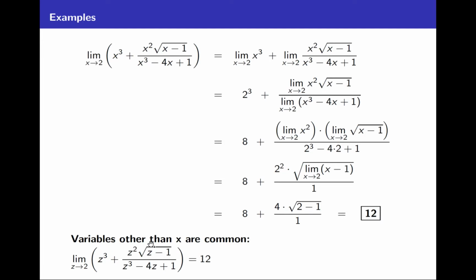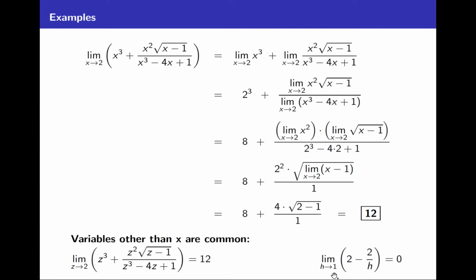First of all, other variables than x are common. You might have, for instance, this exact same problem, but the variable is a z instead of an x. The limit as z approaches 2 of this function equals 12. And you might even skip a bunch of steps and get this answer in one or two steps, which is fine, as I said earlier.